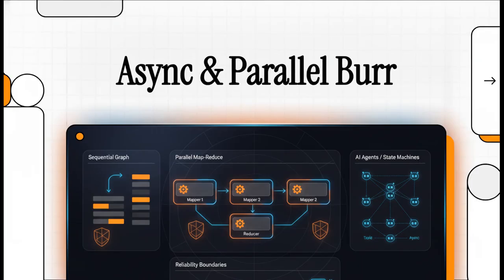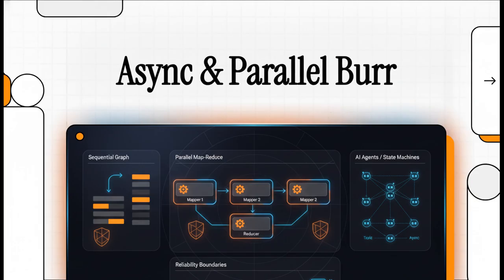All right, let's talk about that moment your application goes from being a neat little prototype to a heavy-duty production-grade system. When you're building AI agents or complex state machines in Apache Burr, eventually you are going to hit a wall, and that wall is usually blocking synchronous tasks. Today, in this explainer, we're mapping out the shift from simple sequential graphs to powerful asynchronous flows.